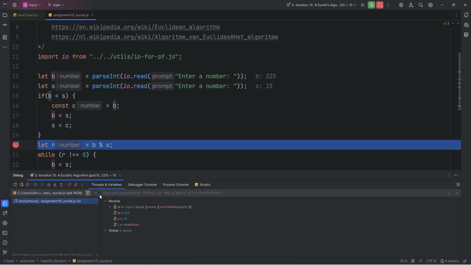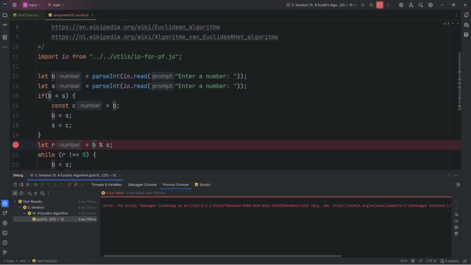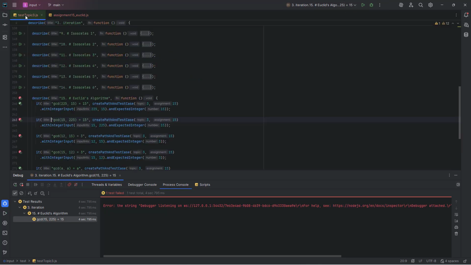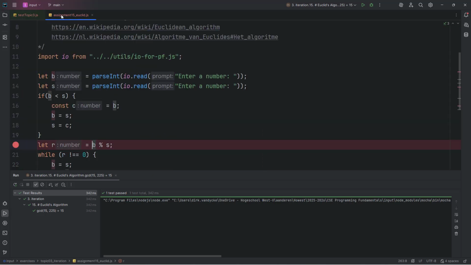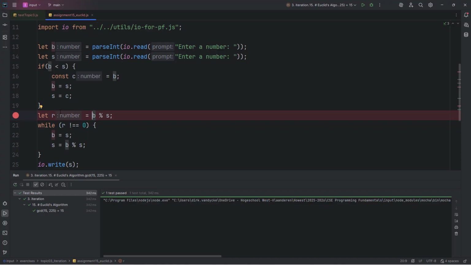And, well, no, I just want to run it. And this gives me another problem, okay? No, this is about the debugger. So I'm just going to try to run the test now. And now it's turning red, okay? So this is about, I guess, switching numbers.